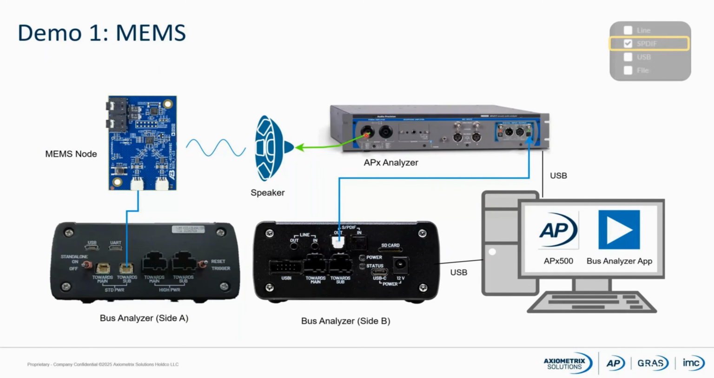The audio analyzer is also driving a loudspeaker, which will generate the acoustic stimulus. So the stimulus is picked up by the mics, routed to the bus analyzer over A2B, and is sent back to the audio analyzer for analysis, forming what we call a closed loop connection. And just a quick note that for all the demos I'll be doing, the standalone switch on the bus analyzer will be set to off, which allows for the bus analyzer to be controlled from my USB connected PC.